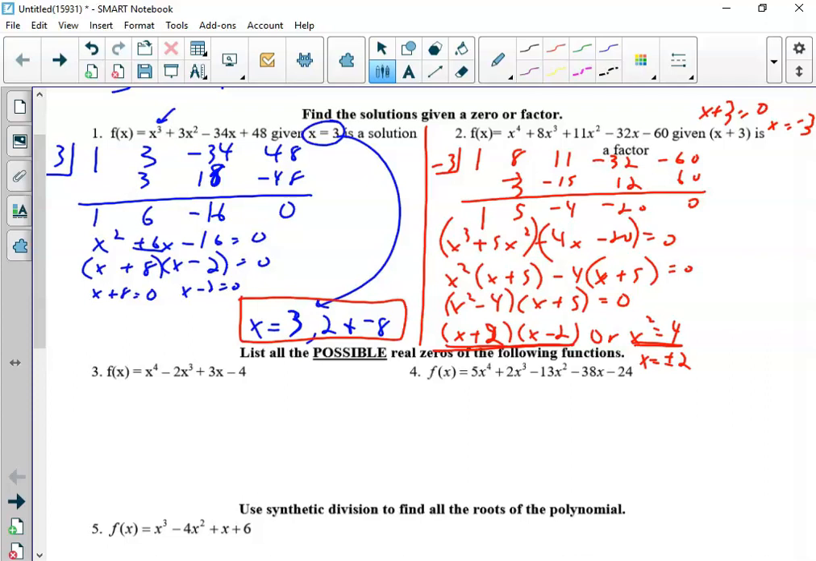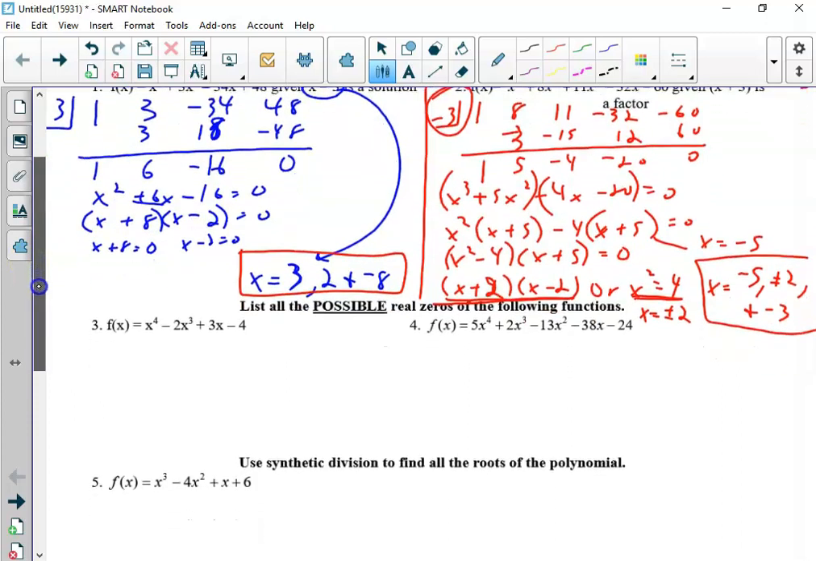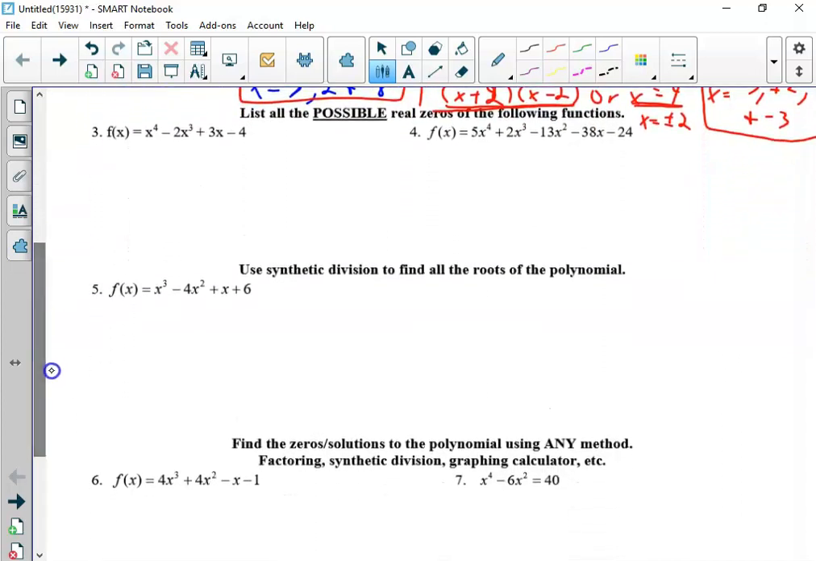So there's 2 of my answers. Here's my next one. X equals negative 5. And don't forget my last one. We need to have 4 answers. So x is negative 5, plus or minus 2, and negative 3. There are my 4 zeros, my 4 solutions, my 4 roots.